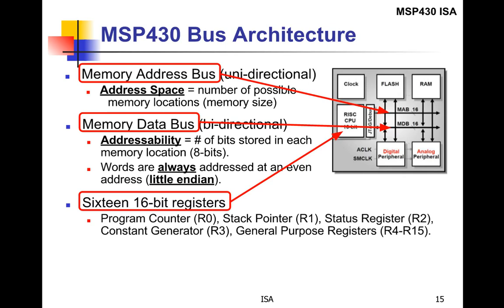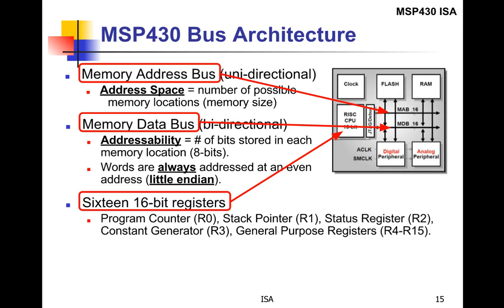Register 0 is a very special register. It's called the program counter, or PC. We talked about that before. That keeps track of what the next instruction to be executed is, where it is in memory. There's a thing called the stack pointer, which we'll get into later. It keeps track of a location in memory.